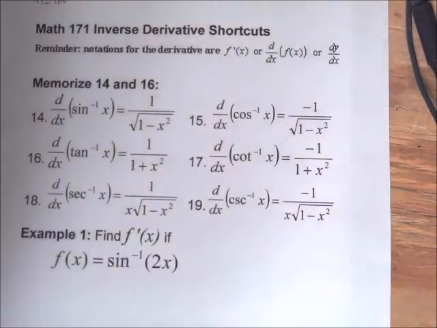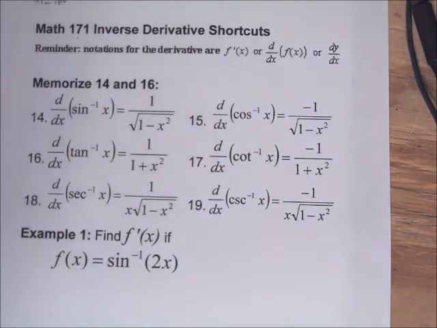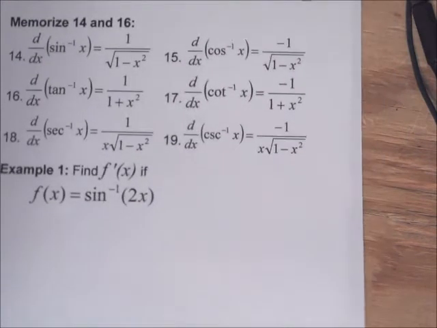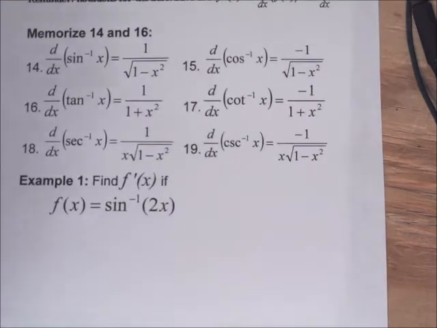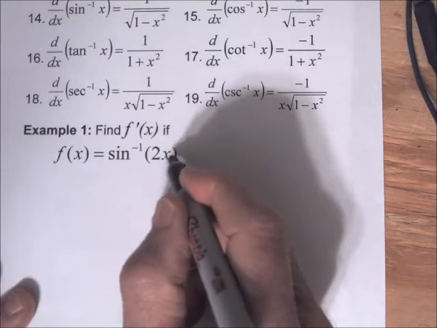So we'll do some examples, and then we'll do a proof. So if we want the derivative of sine inverse of 2x, we need to use the chain rule. So the outside function is sine inverse, the inside function is 2x.